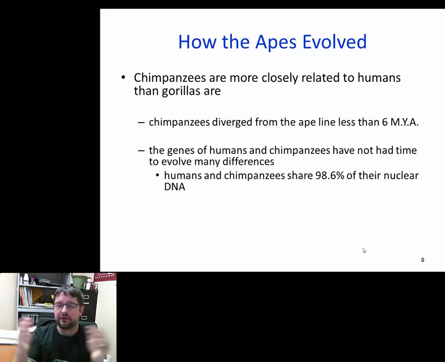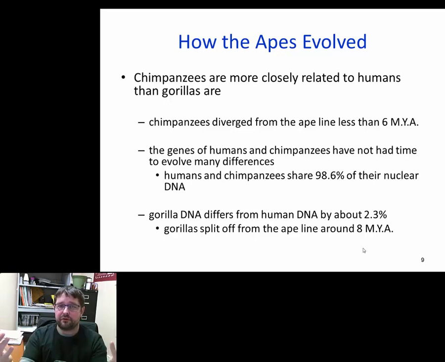And depending on the report that you see, and depending on what kind of DNA was analyzed, either nuclear DNA or mitochondrial DNA, it really determines what the relationship is. But the least similarity between humans and chimpanzees comes at the nuclear DNA at 98.6%. So there's a 1.4% difference between humans and chimpanzee DNA.